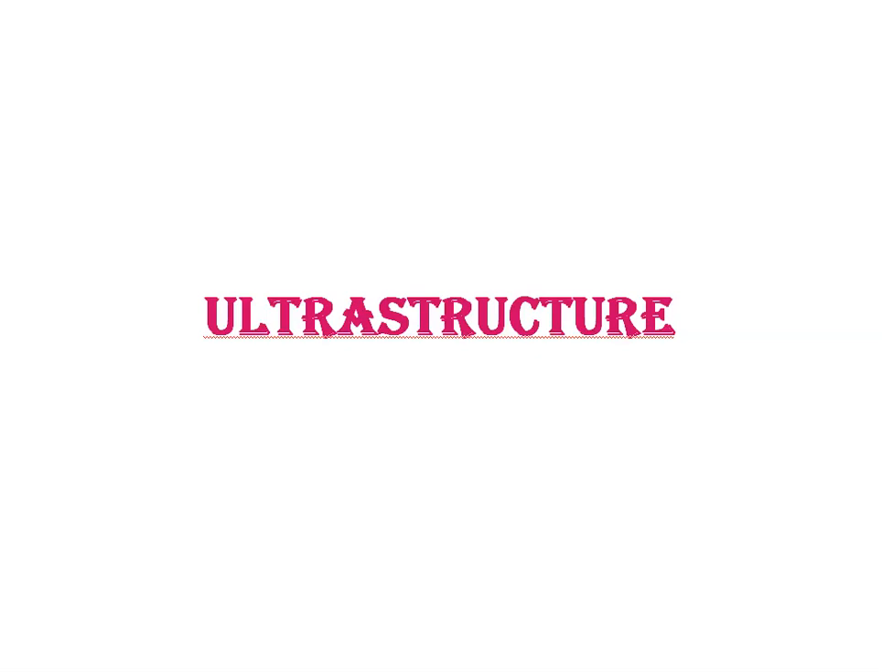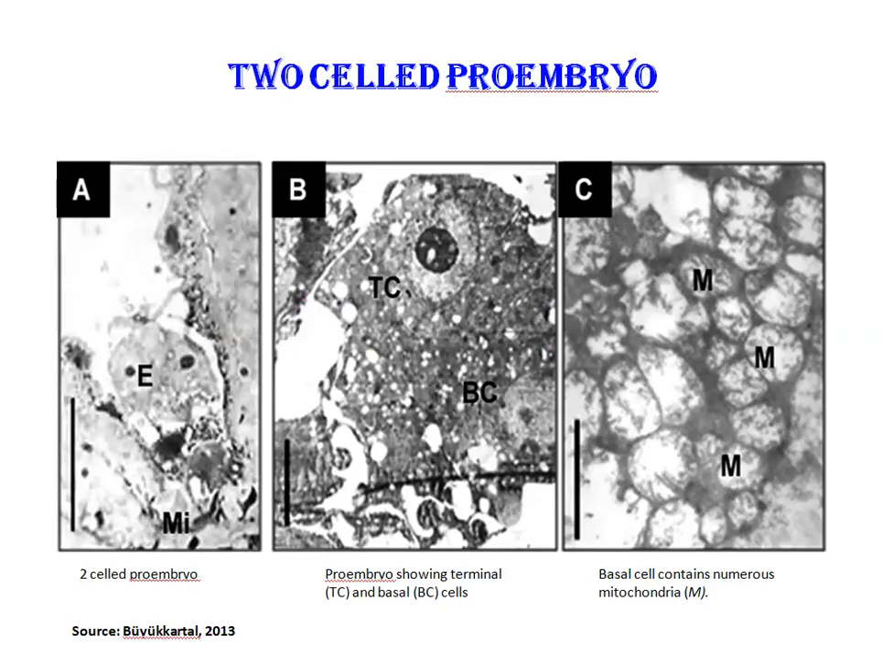The first division of the zygote, as I already told you, occurs in the transverse or oblique direction, resulting in the formation of two unequal cells. The basal cell is larger than the terminal cell, and the terminal cell will contribute to the formation of the embryo proper, and the basal cell will form the suspensor. I can see here the two-celled proembryo stage. So, the structure of the two-celled proembryo stage.